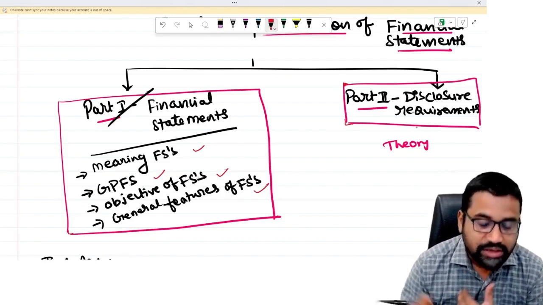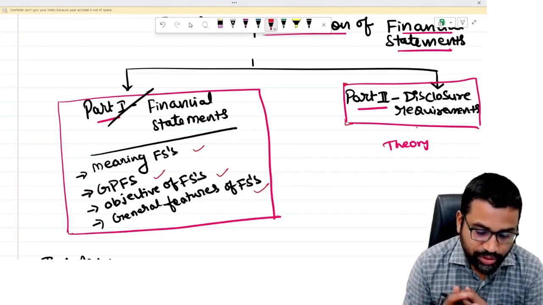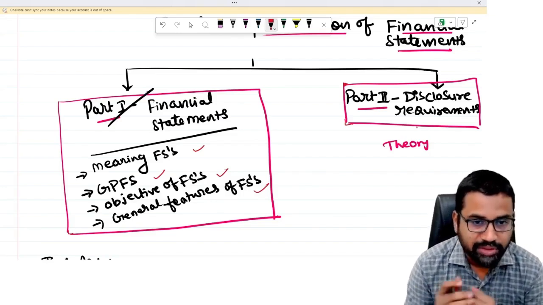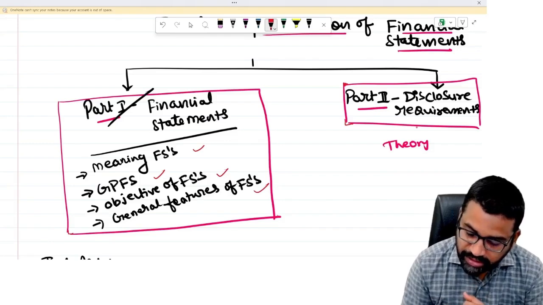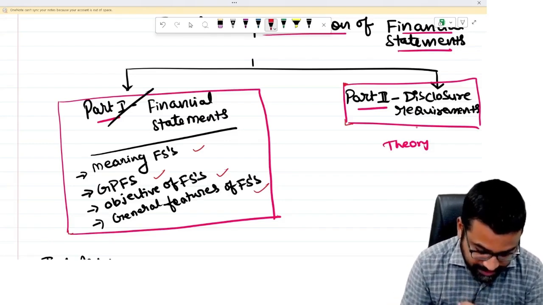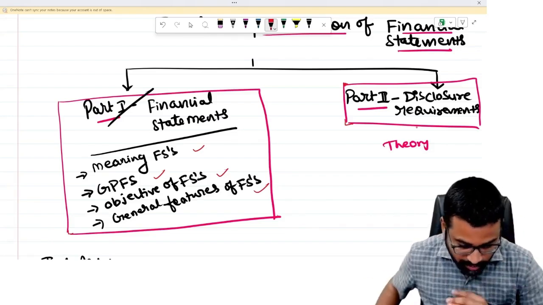Part 2 is disclosures. It's theory based. The entire standard is theory oriented only, but a very easy standard, so with minimum time you can complete this. It covers the disclosure requirements, what disclosures we need to make in the financial statements. That is what this standard is all about.